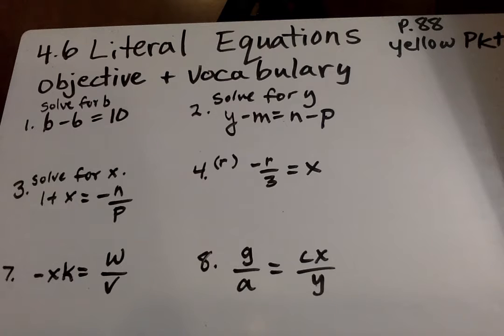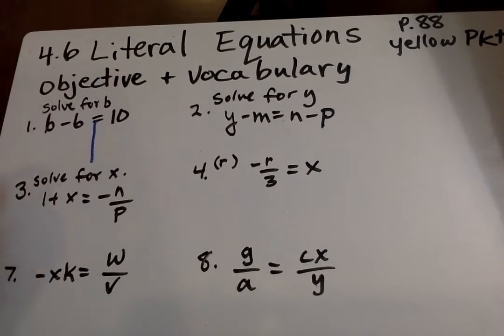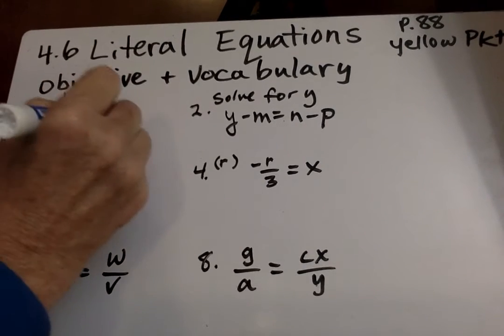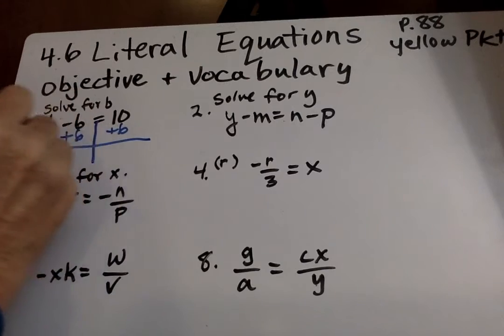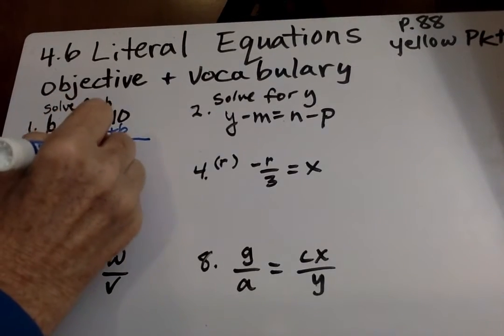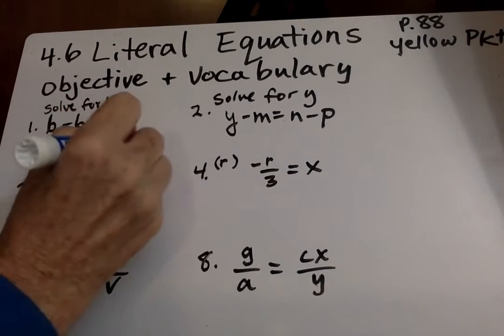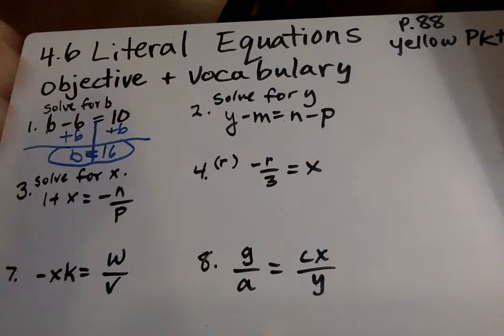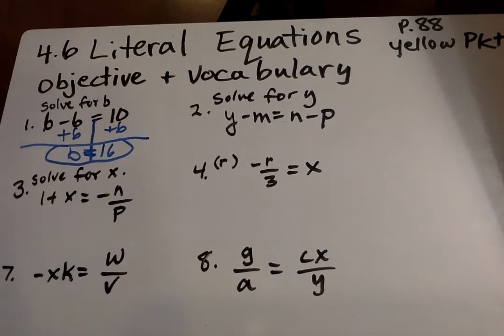So our first one is basically something you've probably seen 100 times before. b minus 6 equals 10. We're going to add 6 to both sides, and b equals 16. Now, we can combine 10 and 6 because they're both numbers. We're now going to solve equations for y where there are variables and you cannot combine the variables.